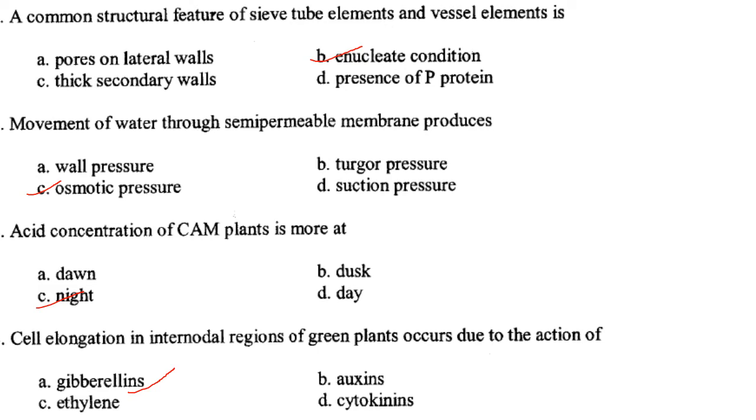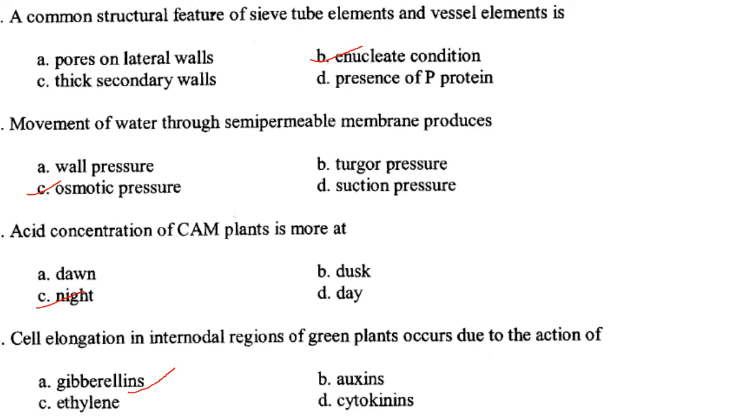Movement of water through a semi-permeable membrane produces. Wall pressure is the pressure exerted by the cell wall against turgor pressure. Suction pressure is the actual pressure by which a cell absorbs water. Movement of water from higher concentration to lower concentration through a semi-permeable membrane is called osmosis, and the pressure required to stop osmosis is called osmotic pressure. And turgor pressure is the pressure applied against the cell wall.